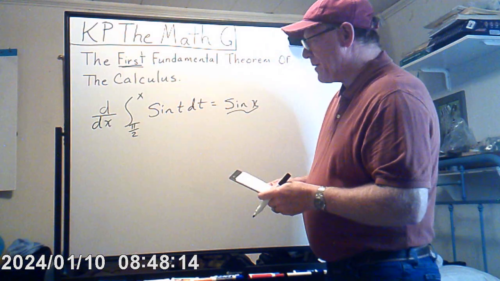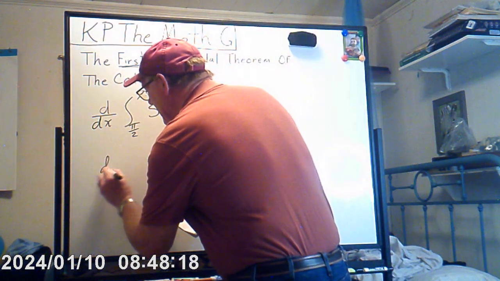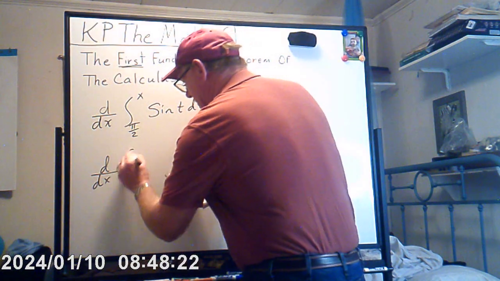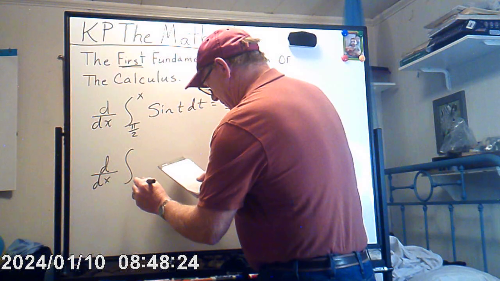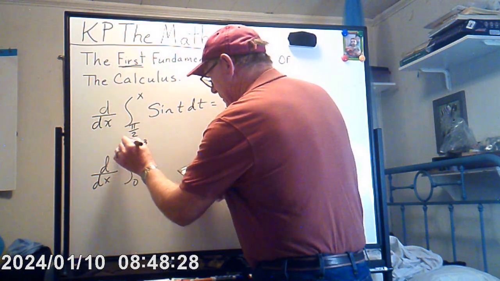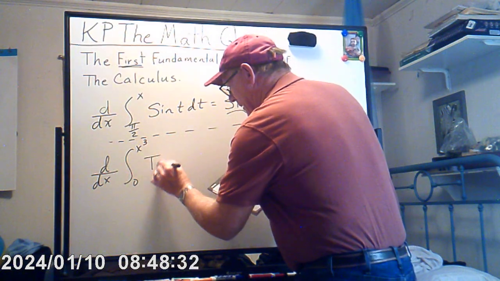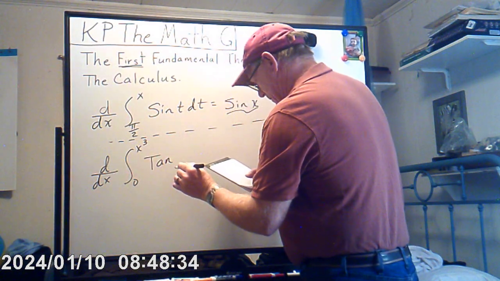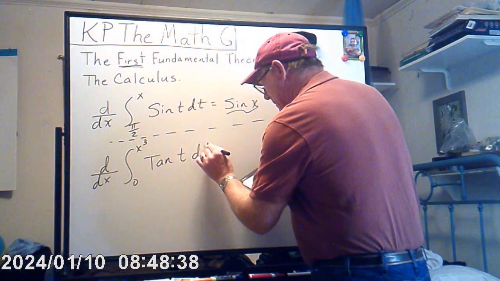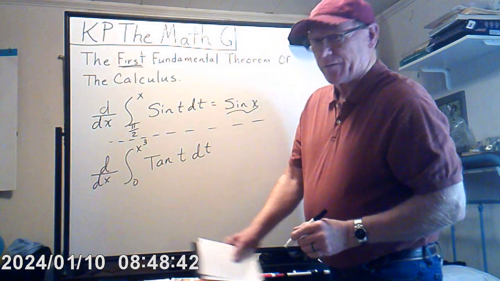Now here's one that's a little bit different. D over dx, and this time I'm going to take the integral from 0 to x cubed of tangent of t dt. Now please be careful here.